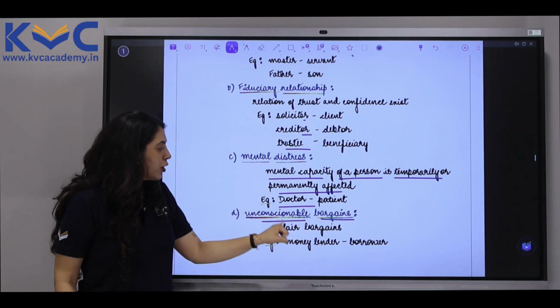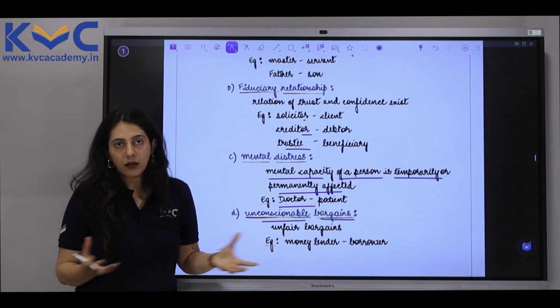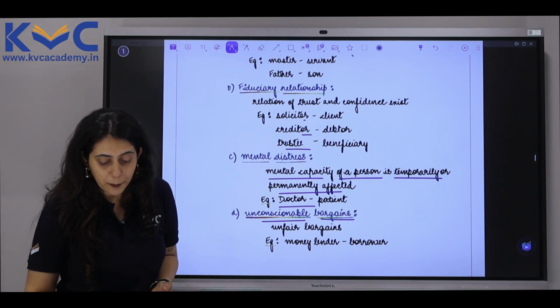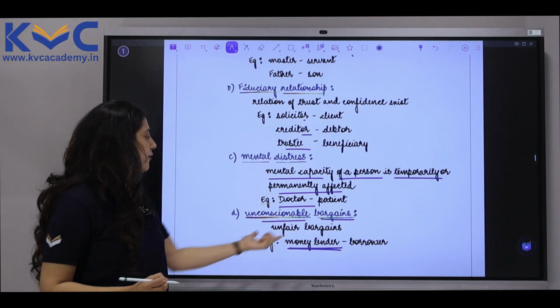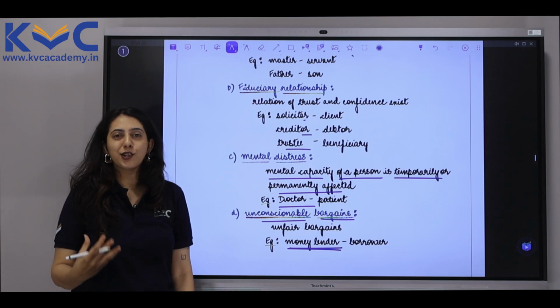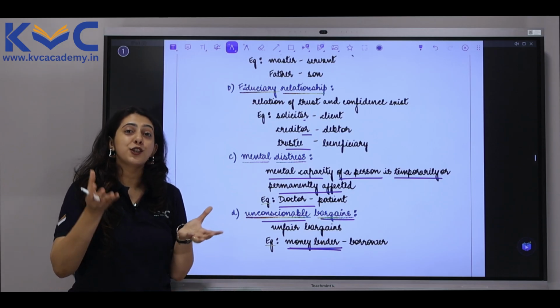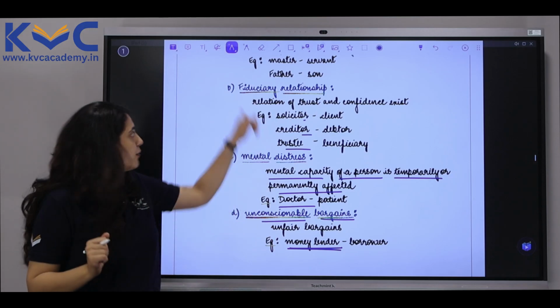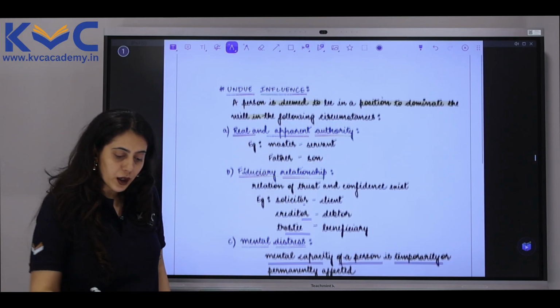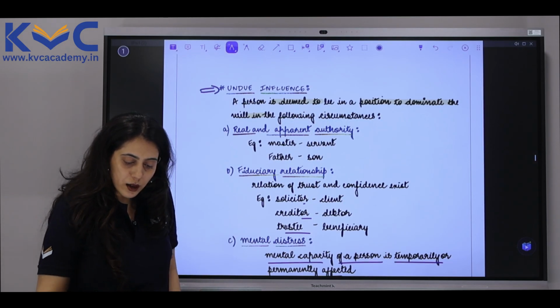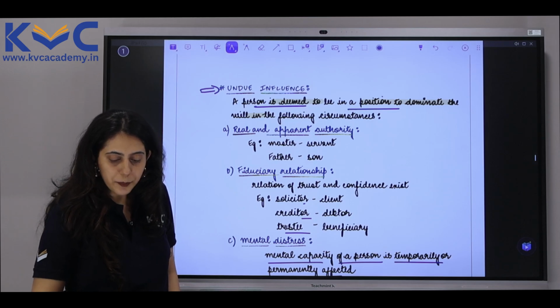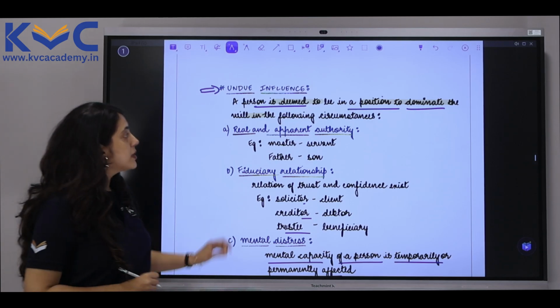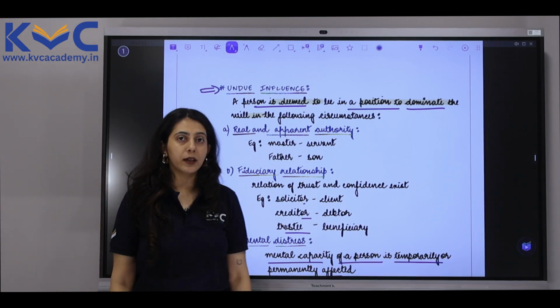Finally, unconscionable bargains, where we had taken an example of a moneylender, which basically means unfair bargains. You have that position where you are using that position to abuse the person who is on the other side. So these 4 cases are where the undue influence answer will come. The cases where a person is deemed to be in a position to dominate the will.